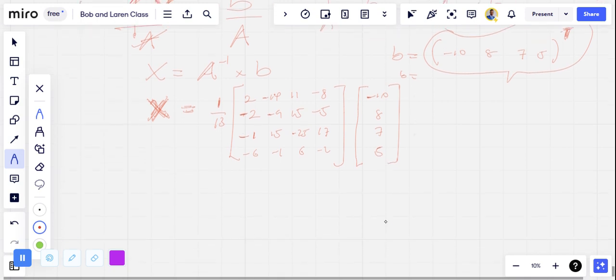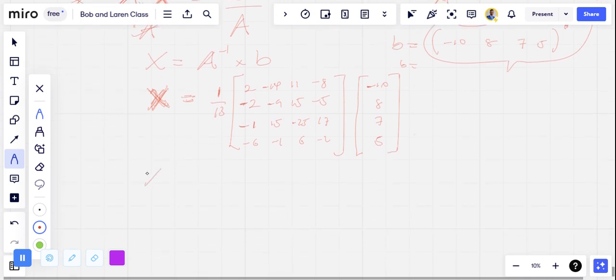Okay, that's what I'm going to have. So then you have to use your calculator. Calculator does not have 4 by 4, so that means you have to multiply this and this. Okay, 1 over 13. This will multiply this.